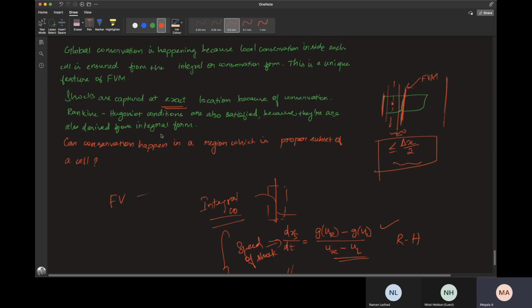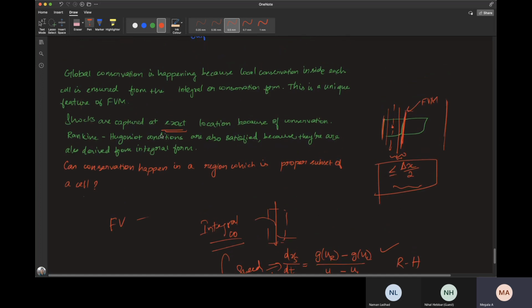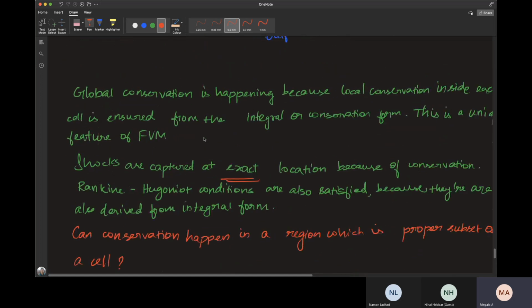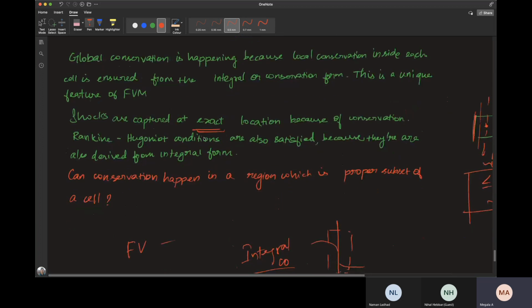So this is it. One question to you guys: can conservation happen in a region which is a proper subset of a cell? Consider some region which is smaller than your cell. In that region, will you have conservation? We have talked about global conservation, that is, in your whole physical domain you have conservation, and inside each cell you have conservation. Now the question is, will you have conservation inside some region which is a proper subset of your cell?